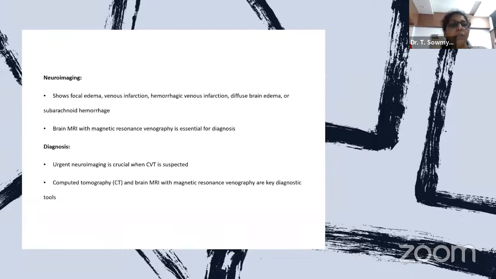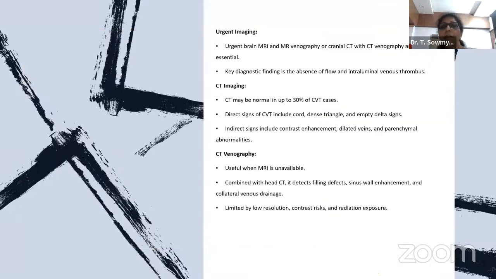And coming to the neuroimaging, we will find focal edema or venous infarction or a hemorrhagic infarction or a diffuse cerebellar edema or subarachnoid hemorrhage will be seen. And the diagnosis is by CT or MRI or MR venogram, which are the key diagnostic tools. And when we see a CVT case, we do urgent imaging, MRI or MR venogram if possible, or if not, we can do CT imaging also.